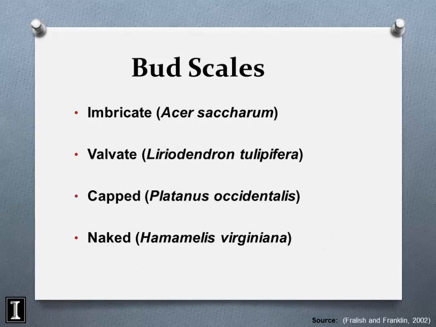Bud scales come in several flavors. Imbricate: just think about the layers of shingles on your roof. That's how those bud scales are layered on top of each other. Valvate: think of a clamshell coming together. Basically, you have one bud scale and one bud scale, and they form a clam shape over top of the delicate material. So it's basically just two scales that have come together. Capped is common for sycamore, and then naked, this is witch hazel. It's a classic example of naked buds. There are no bud scales.